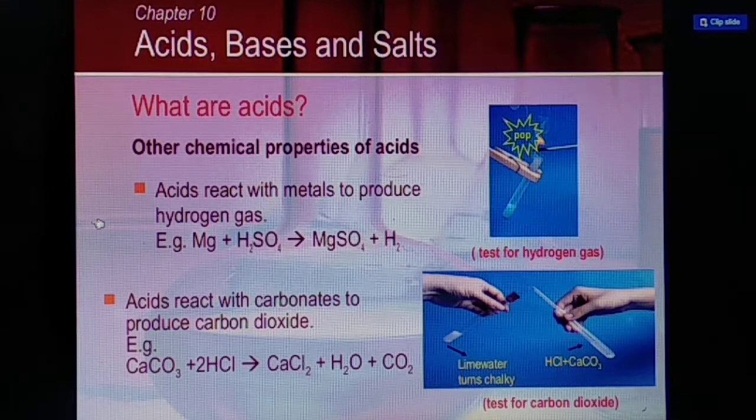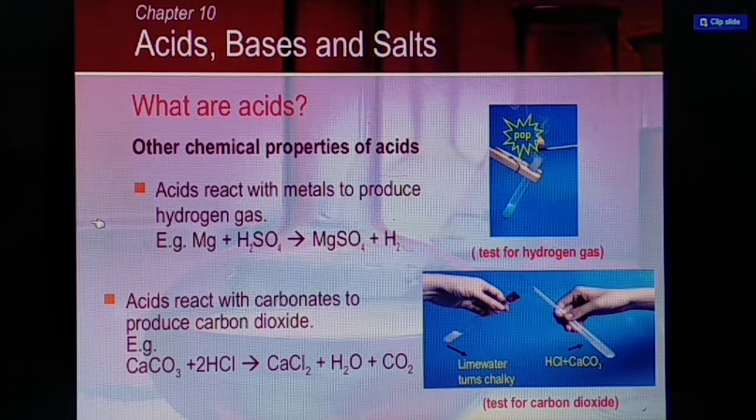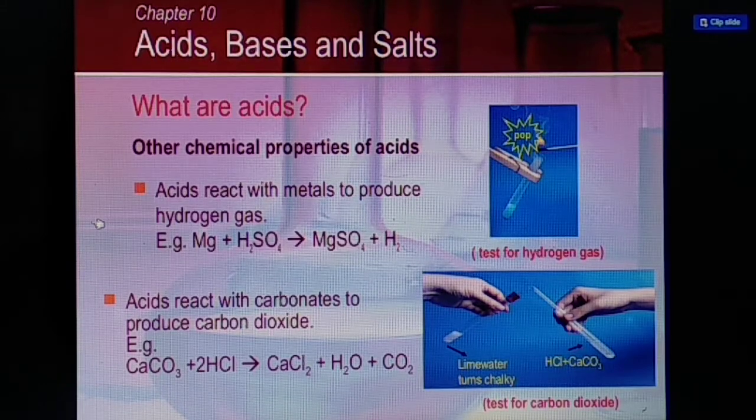So calcium carbonate plus HCl produces calcium chloride plus water plus carbon dioxide. So these are the products when calcium carbonate reacts with hydrochloric acid.